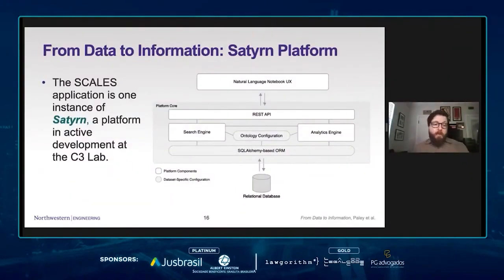That is the Satyrn platform. That's what we're building in the C3 lab. We don't name it in the paper. We discuss it in detail, the version 1 of it. But the name we've given it is now Satyrn. So the Scales application, the demo I'm about to show you in a moment, is an instance of Satyrn.